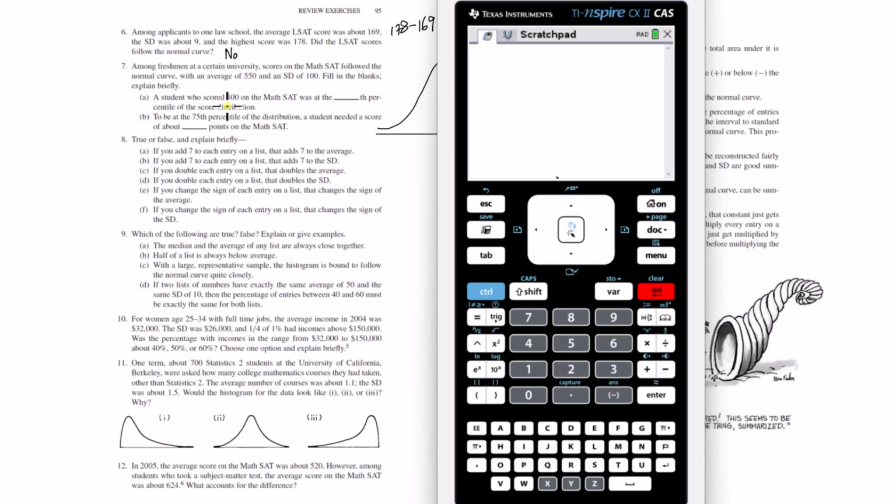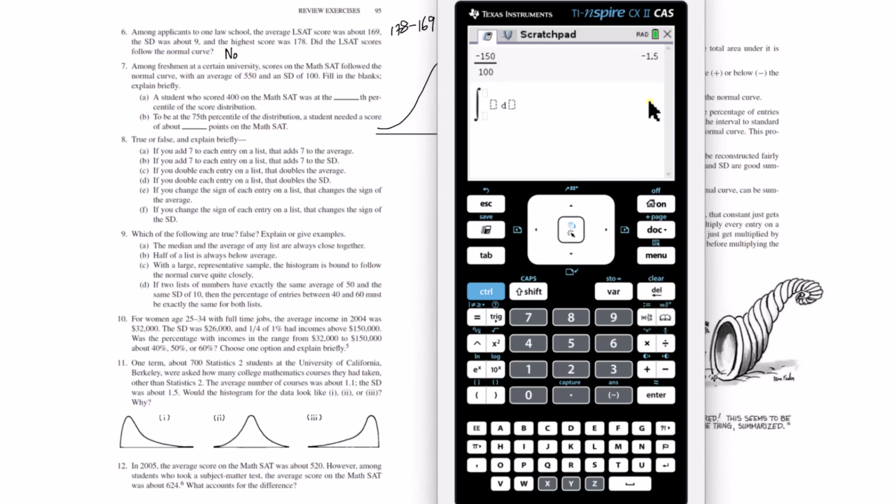So what is 400 in standard units? How far below average is 400? It's 150 units below average, so it's minus 150. How many standard deviations is that? 1.5. Okay, so what's the area on the normal curve that's to the left of minus 1.5?